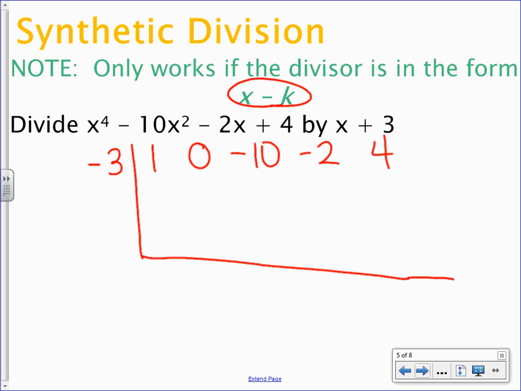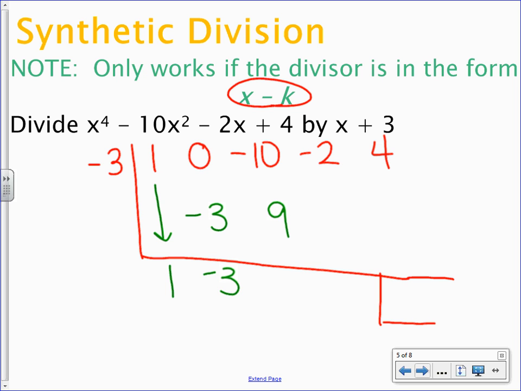And we know whatever we get down here in our last column, that is going to be our remainder. So walk me through the process. What do we do first? We have to bring this one down. And what do we do with this one? Multiply it by negative 3. What do we do with the column? We add. Same process. We take this number, we multiply it by negative 3.